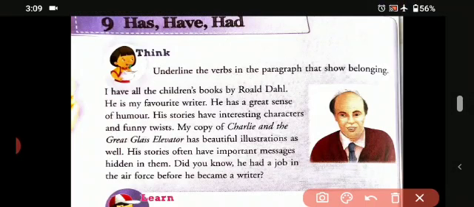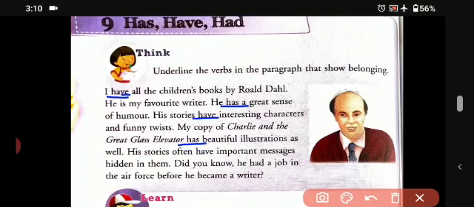So students, we have to underline it. The first word is I have. That is here. Then we have another word, that is he has a great sense of humor. So that means has. His stories have interesting characters. So have again. Here, and my copy of Charlie and the Great Glass Elevator has beautiful illustrations as well. So again here is has, beautiful illustrations.